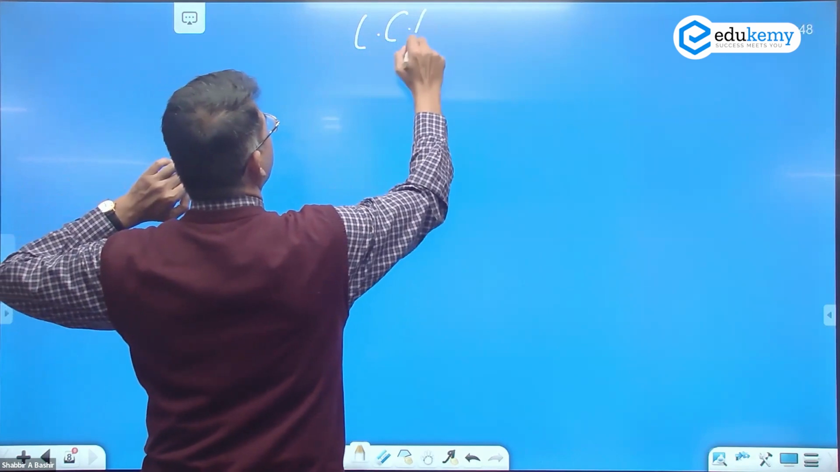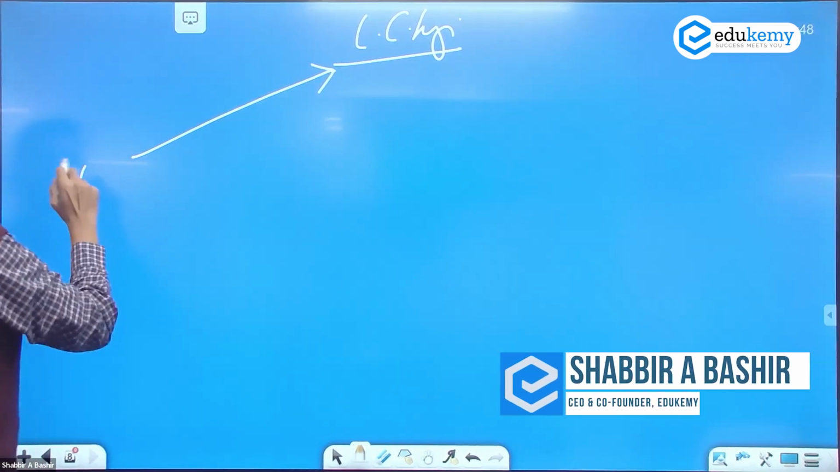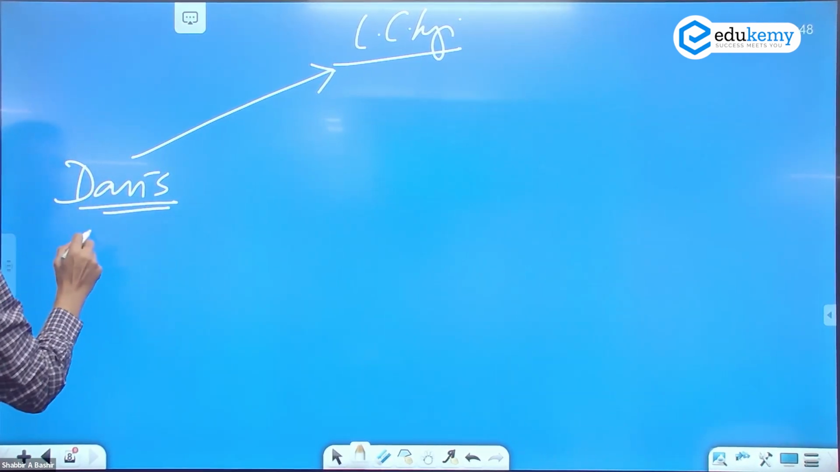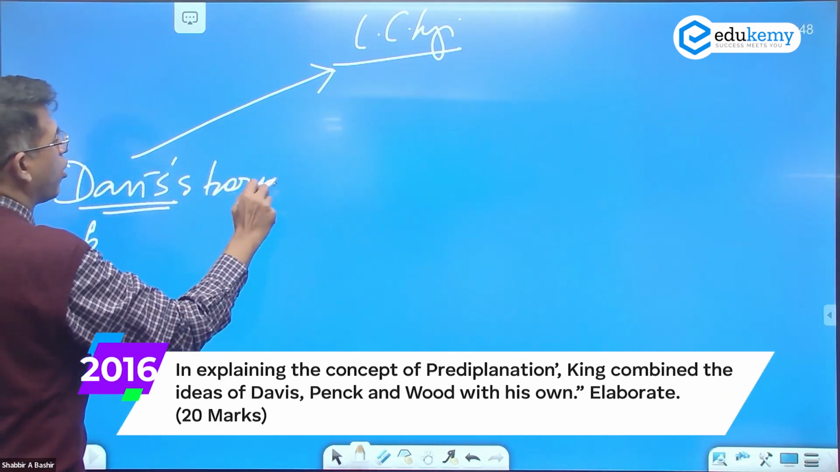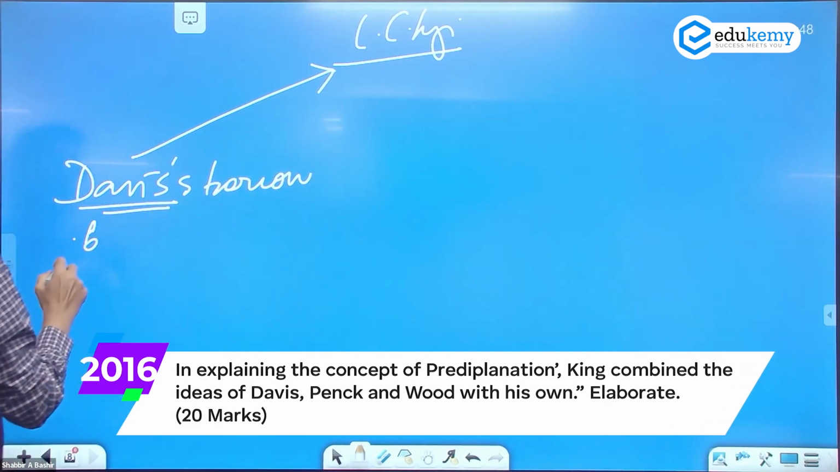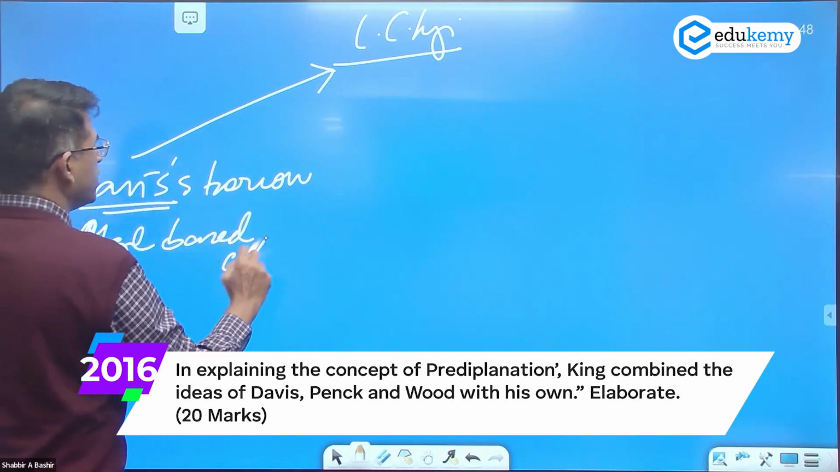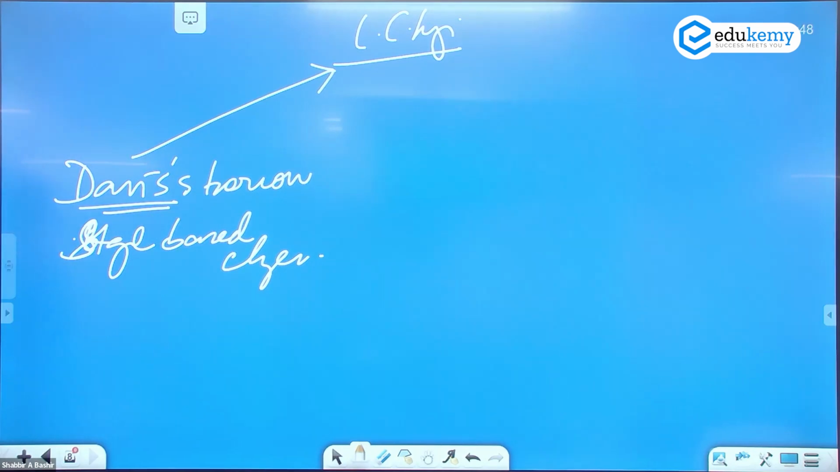King has taken different concepts from Davis. He borrows from Davis. What did he borrow from Davis? He borrowed the concept of stage based changes. That's why L.C. King's model is also called cycle theory, like the Davis model. He talked about how the changes are stage based.